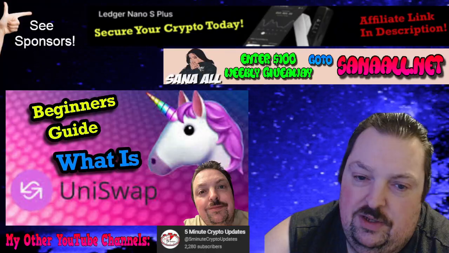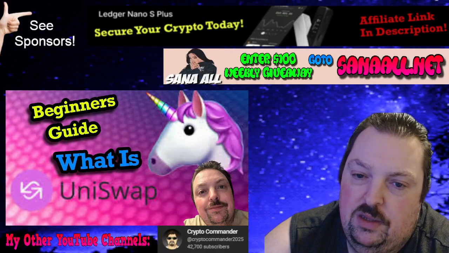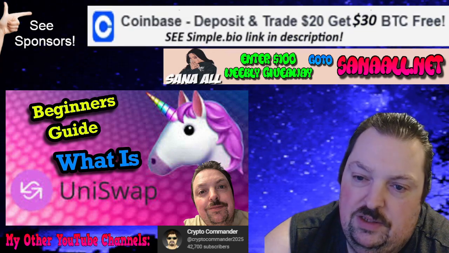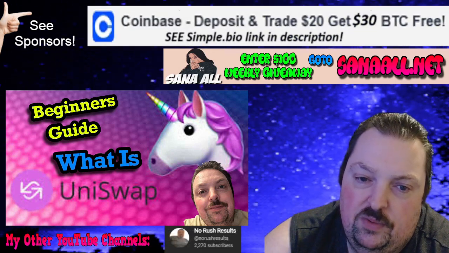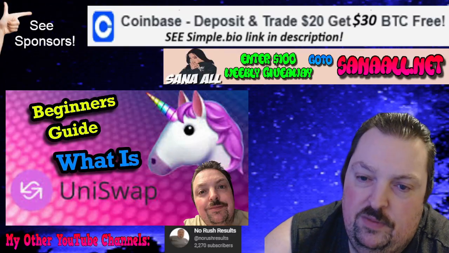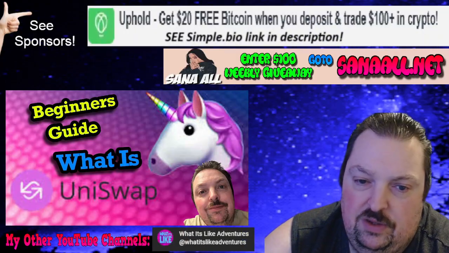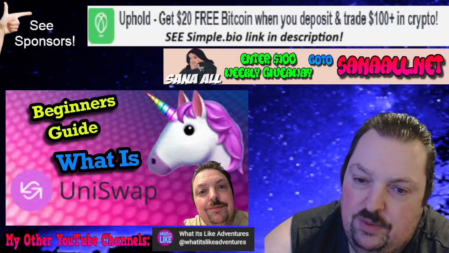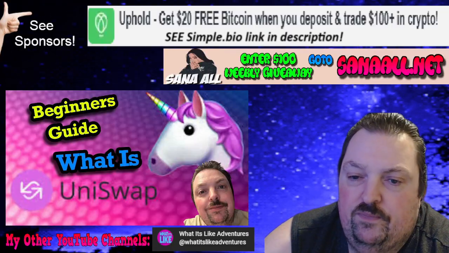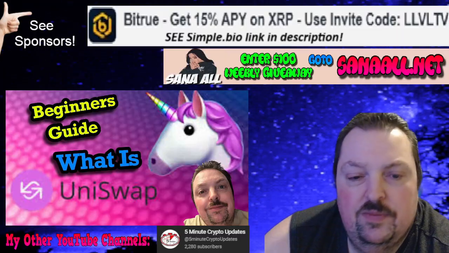Liquidity providers earn fees for their trouble, usually 0.3% per trade, split among them based on their share of the pool. But there's a catch, something called impermanent loss, where the value of your deposited tokens might change due to price swings. Still, it's a way for regular people to earn passive income in crypto.